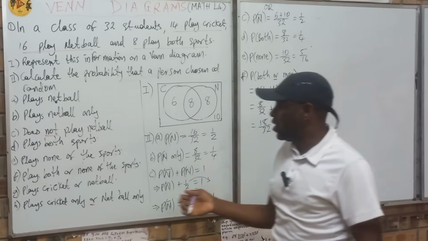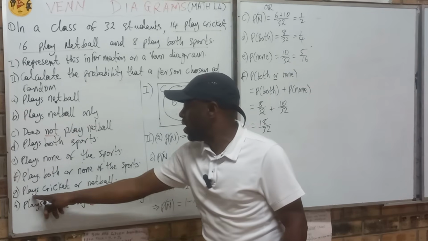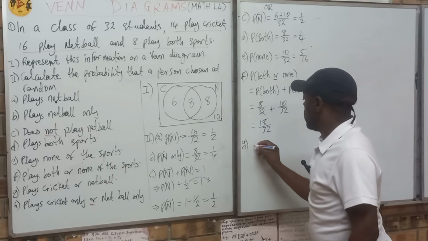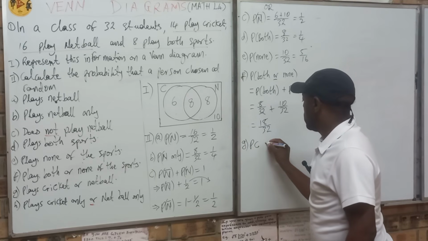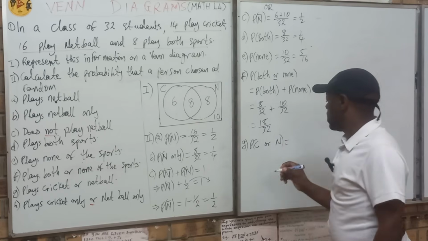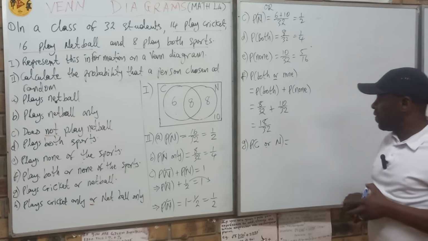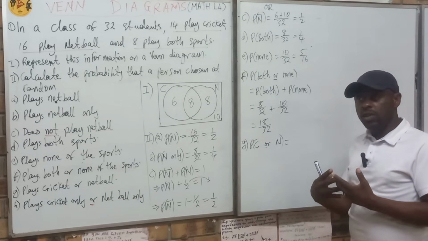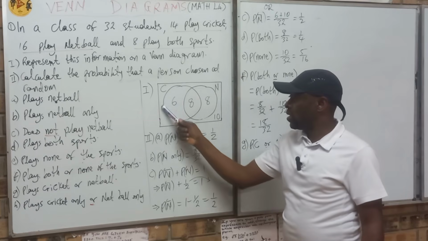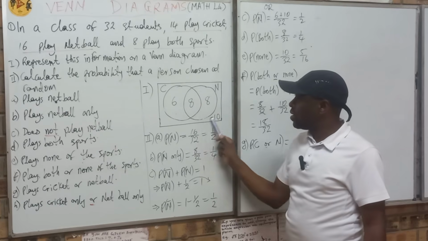So we can now look at G, which says the probability that the person selected at random will play cricket or netball. So now for G, we're looking at the probability of cricket or netball. So with this one, the word "or" steps in again. Whenever that "or" steps in, you have to verify whether the two events are inclusive or exclusive. So cricket means I take the whole circle C. Netball means I take the whole circle N.